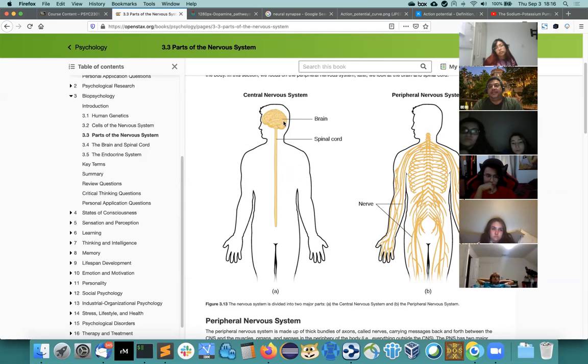So your brain is encased inside of your rock hard head, right? And your spinal cord is encased in a series of vertebrae that run up and down your back. So it's well protected. It's also covered in membranes, very tough membranes. The central nervous system also has something called the blood-brain barrier, which means that it keeps out a lot of nasty chemicals.